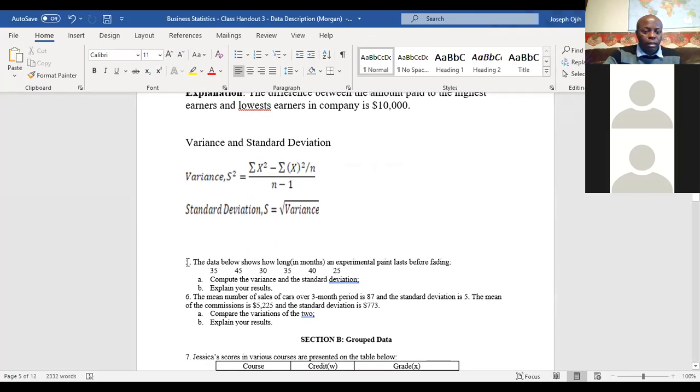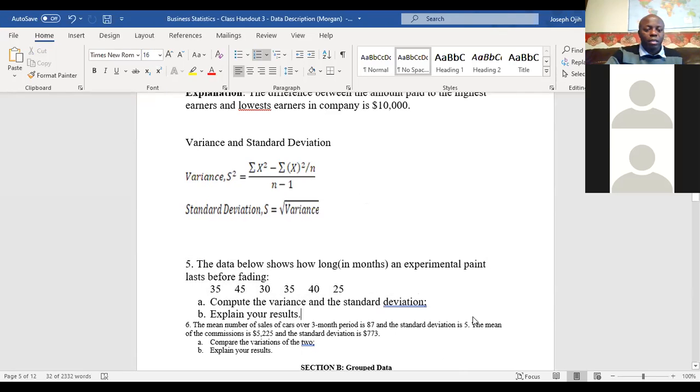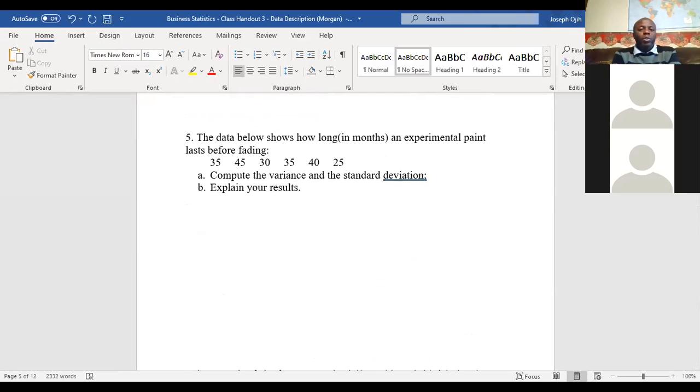It says here that the data below show how long, in months, an experimental paint lasts before fading. It says compute the variance and the standard deviation, and then explain your results.